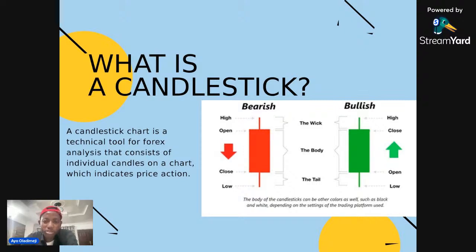So just like the opposite of what happened with the bearish candle, the bullish candle has about the same properties: the wick, the body, the tail. They have high, open, close, and low. The only thing is that a bullish candle that indicates a rise in price opens at the bottom and closes at the top. It opens at the bottom of the body and it closes at the top of the body.